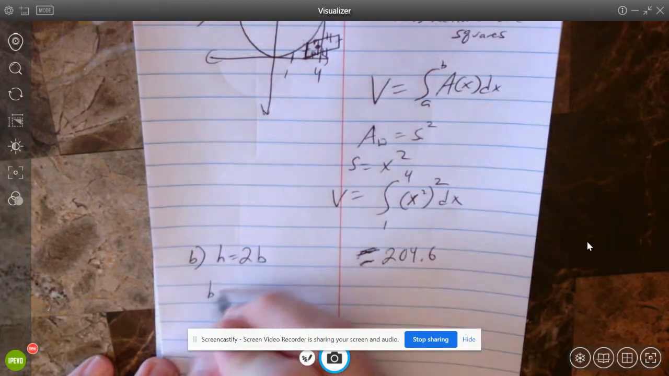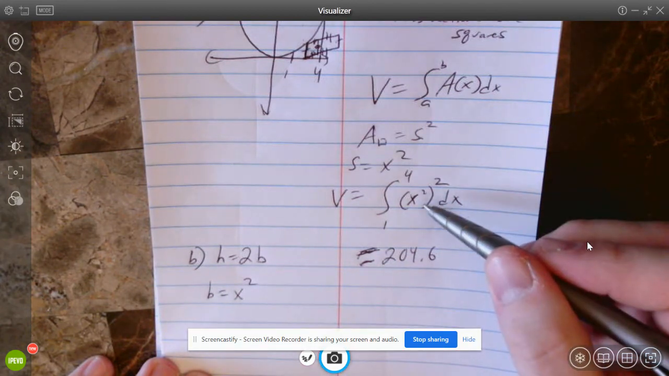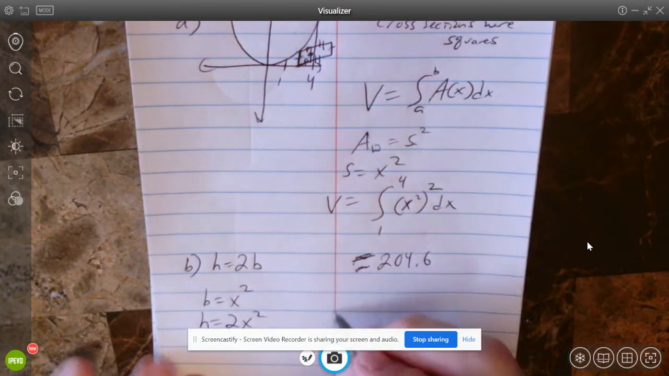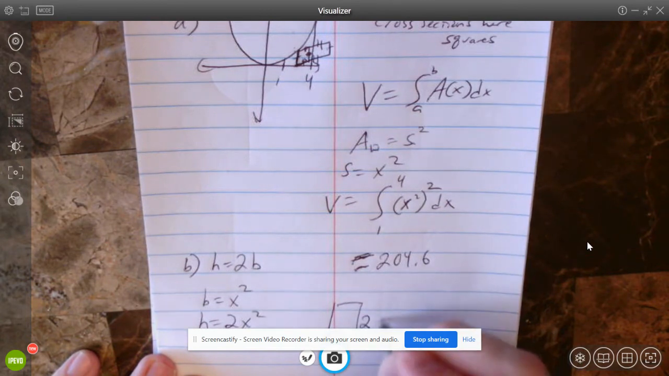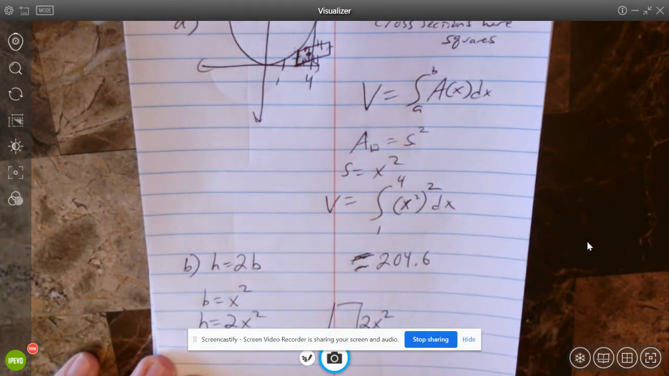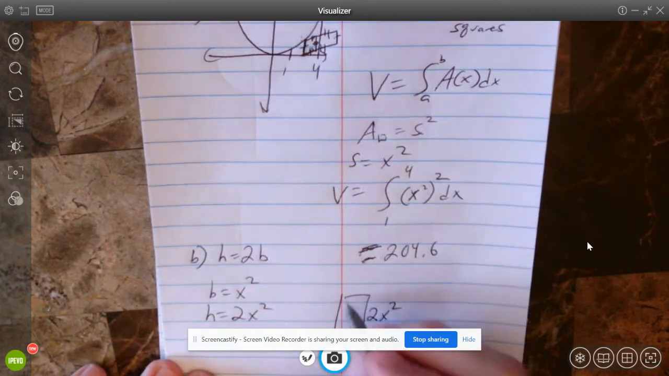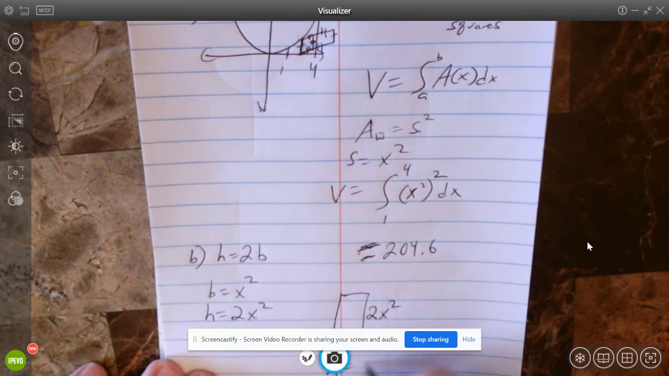Well, what's the base? That's the x squared. That's the same base as it was for the square cross sections. So then the height is twice that. So this is essentially a rectangle where the base is x squared and the height is 2 times x squared. Okay, so to find the area of the rectangle in this case, you would just do your base times height. So the area is base times height.